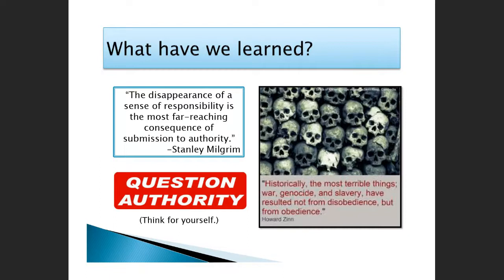So Milgram said the disappearance of a sense of responsibility is the most far-reaching consequence of submission to authority. That is that same quote that Eichmann had said in his trial, I was only following orders. Milgram was saying we can't just follow orders, we have to question what are we being asked to do and why? What's the rationale? And then this quote on the right, Howard Zinn is a philosopher. He said, historically, the most terrible things, war, genocide, and slavery, have resulted not from disobedience, but from obedience.